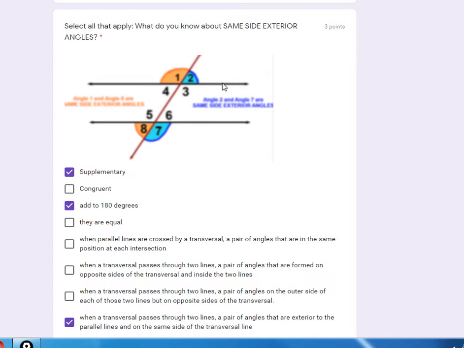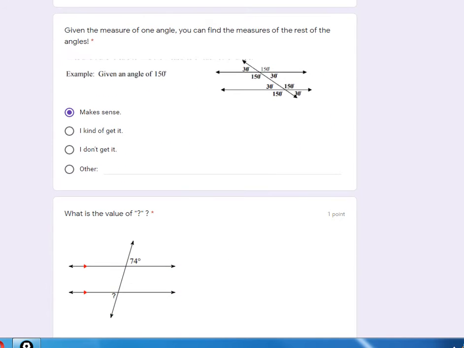This one is same side exterior, so 2 and 7, they add up to 180 degrees. 2 and 7 do. They're on the same side of the transversal, and they're also on the outside. So that's what this one says. It says they're exterior angles, and they're on the same side of the transversal. Okay, let's take a look at this.